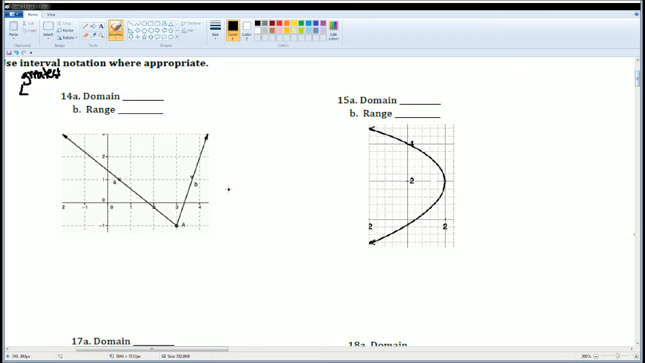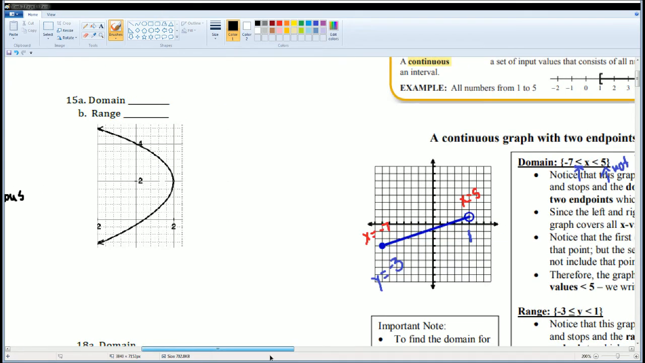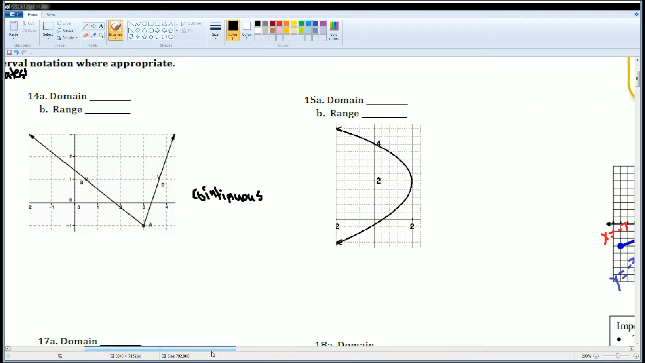Here, again, this is going to be a continuous function. Am I spelling it right? Nope, there's no I here. So this is continuous.